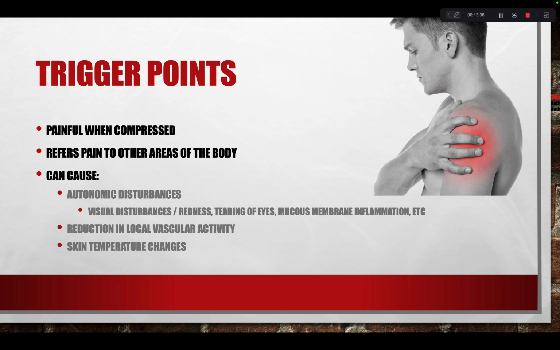There is a reduction in local vascular activity, right? We're not getting nutrients in and out of that area very well. And that's why massage therapy is so important, because we're getting those nutrients in and we're kind of helping the body rid that area of lactic acid or cellular debris.